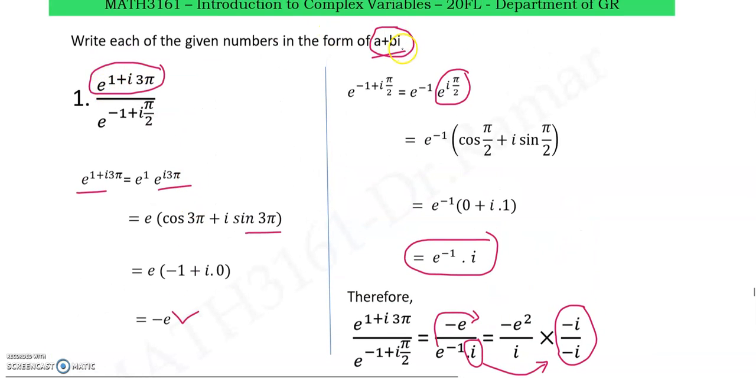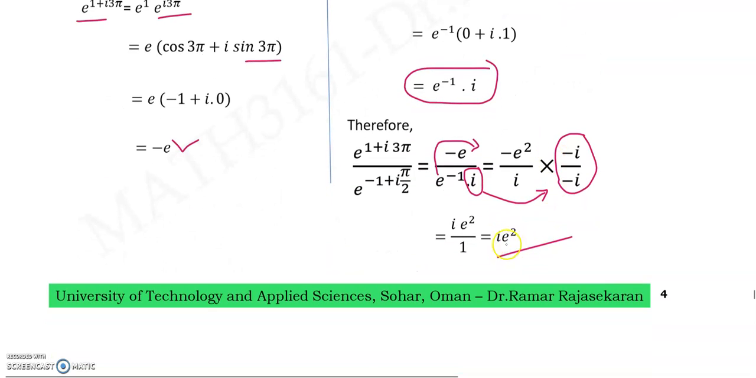So now what is the question? Write the given expression in the form of a plus bi. Now what is here? i e squared. Actually this is in a plus bi form, because e squared is nothing but some value you can find in the calculator, I think 7 point something. So this is in the complex number form.